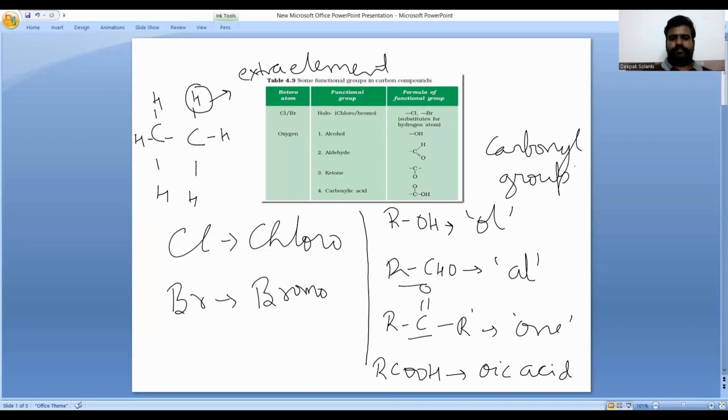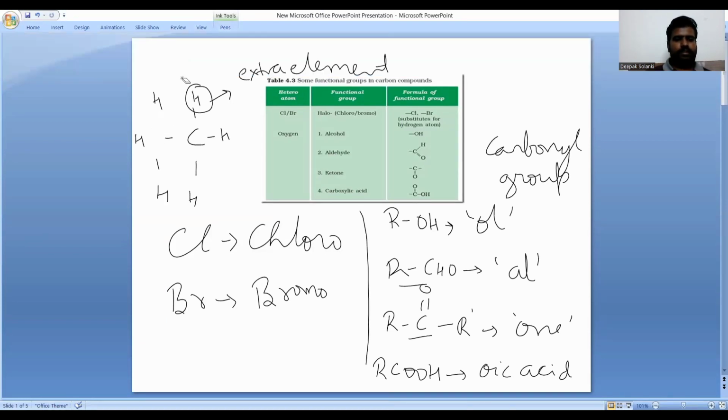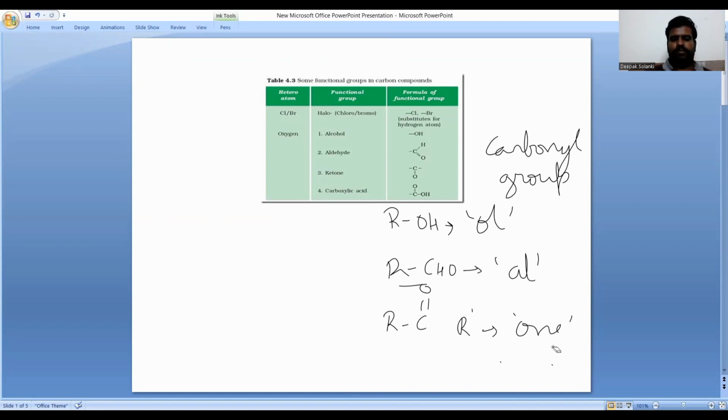Okay, let me take you to the next slide. First of all, let me erase this. Now we will take an example of each functional group separately and try to make the IUPAC name.